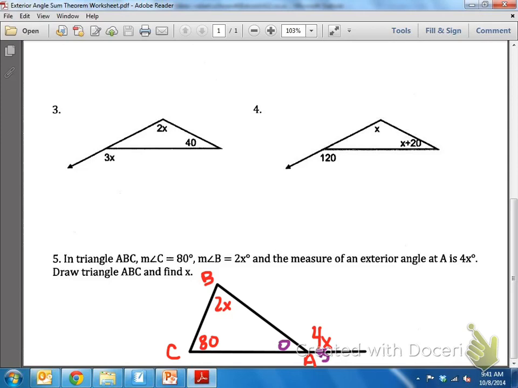All right, so we just learned the theory that the exterior angle 4x equals the sum of the two non-adjacent angles. And again, non-adjacent means the two angles farthest away from 4x. So that would be 80 plus 2x. So if I'm writing an equation, it would be 4x equals 80 plus 2x.